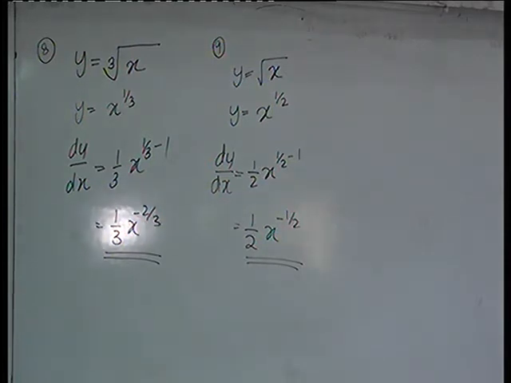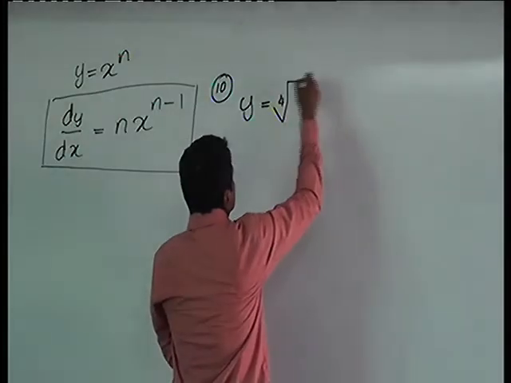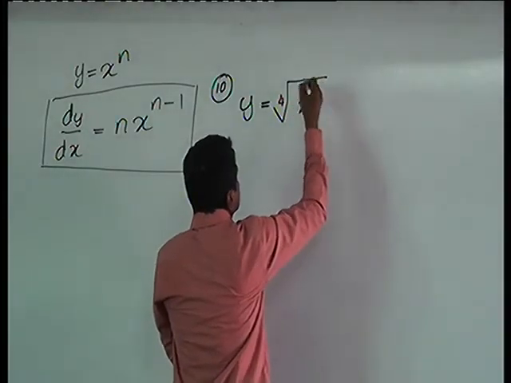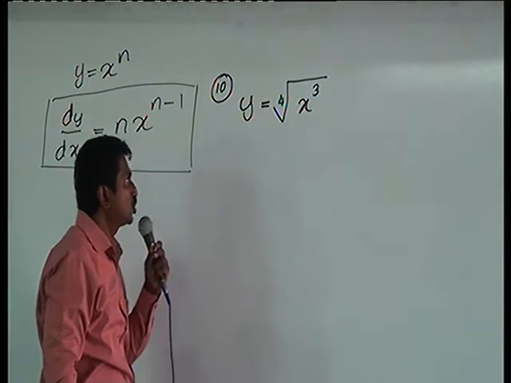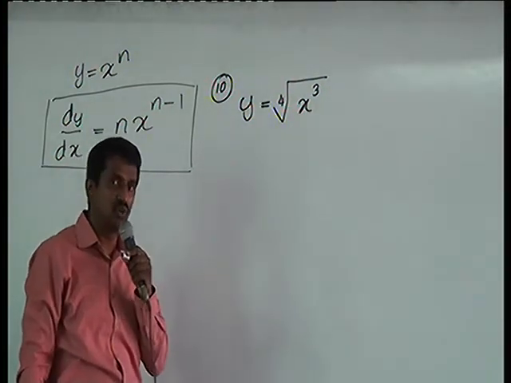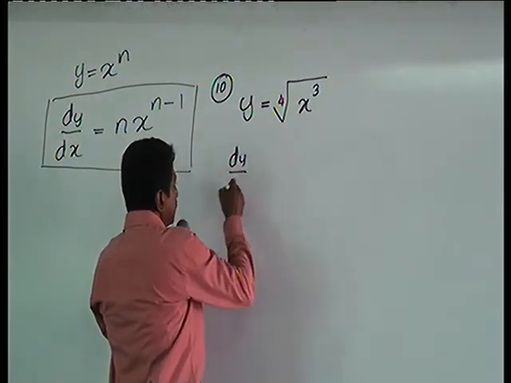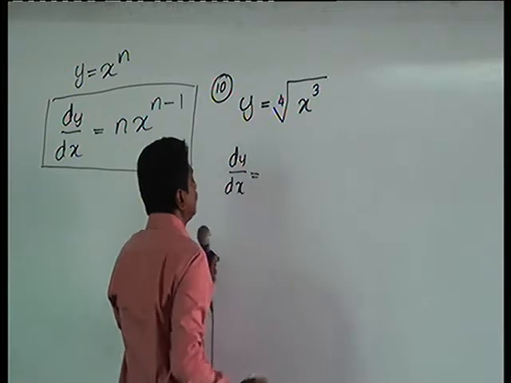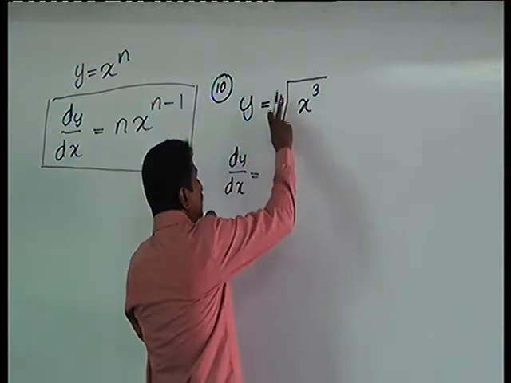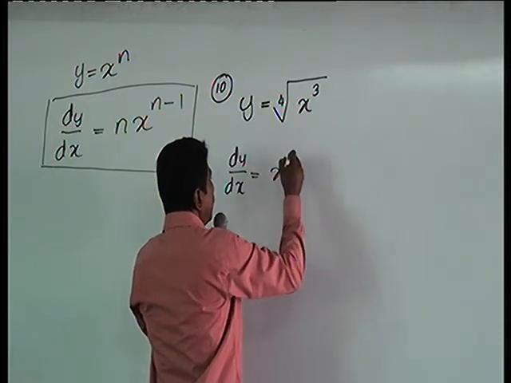Question number 10. Fourth root of x to the power 3, the root 4. So how do you differentiate? dy by dx equals, first remove the root sign. When you remove the root sign, what happens?